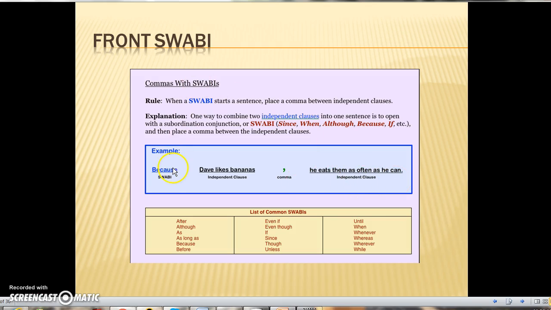Notice here, whenever we put a subordinating conjunction in front, so our first clause is a dependent clause, because Dave likes bananas, we must have a comma after that clause. Because Dave likes bananas, comma, he eats them as often as he can. Here's a list of common subordinating conjunctions, more than just the SWABI, right? Here's a bigger list that may be useful for you.